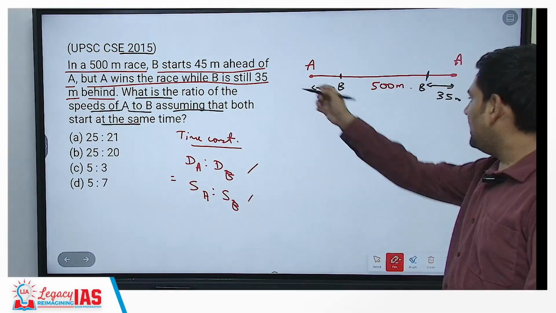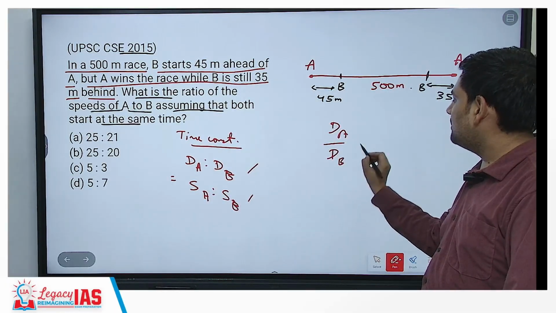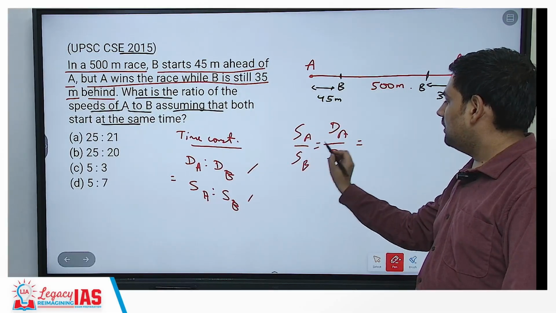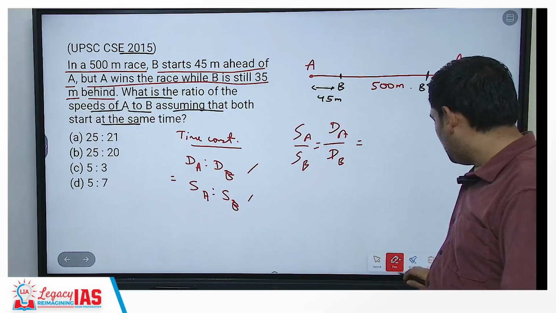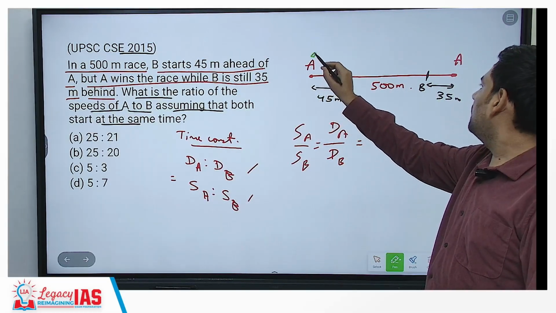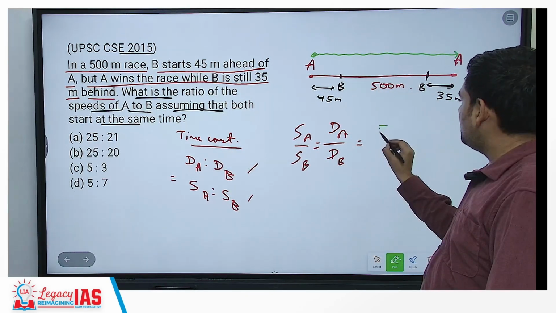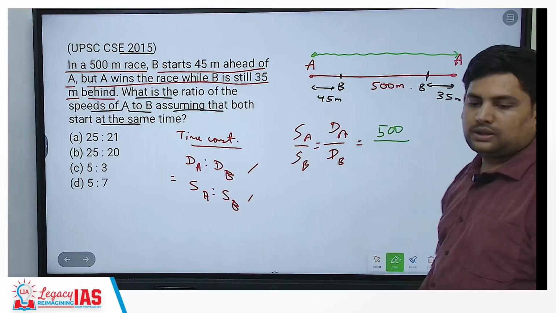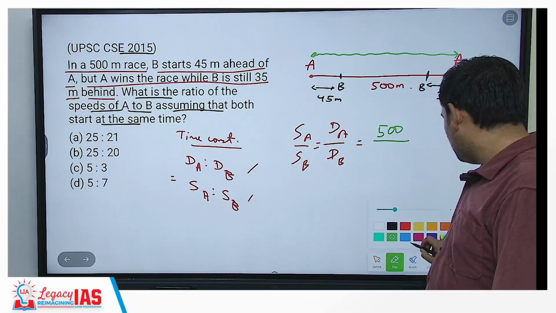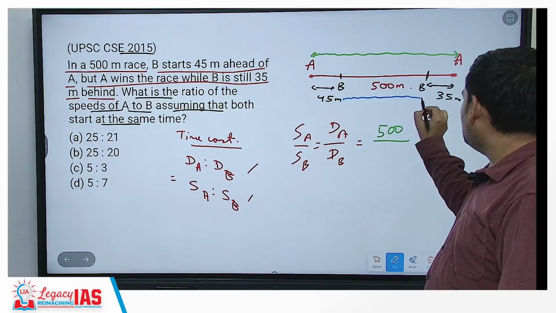So what will be the distance traveled by A and what will be the distance traveled by B? This only will become my speeds ratio. Now distance traveled by A is how much? See this. Starts from here and keeps going till here. What is this total distance? This is 500 meters. Correct? Now, what is the distance covered by B? So it starts from here. Now it goes till here only.